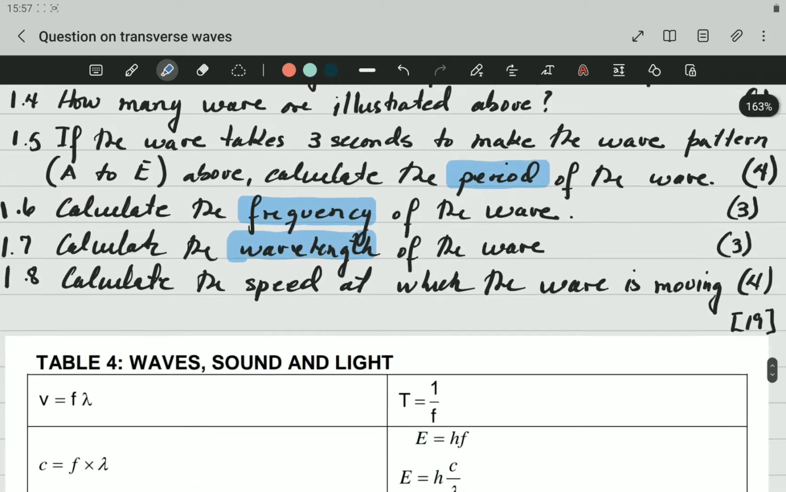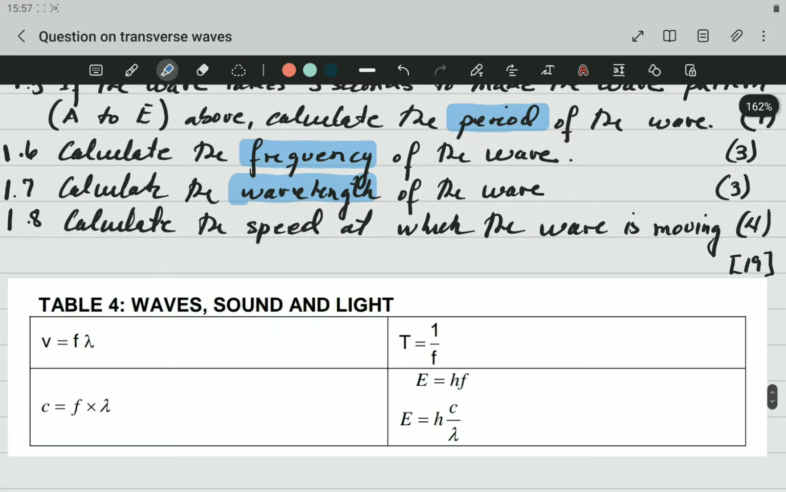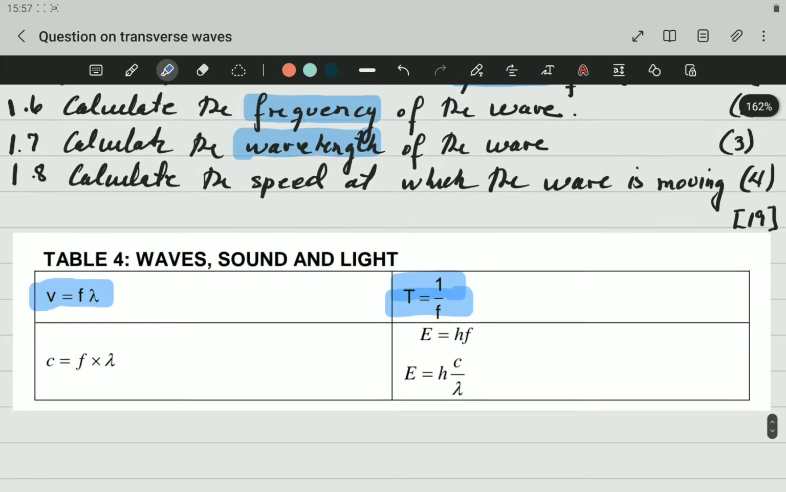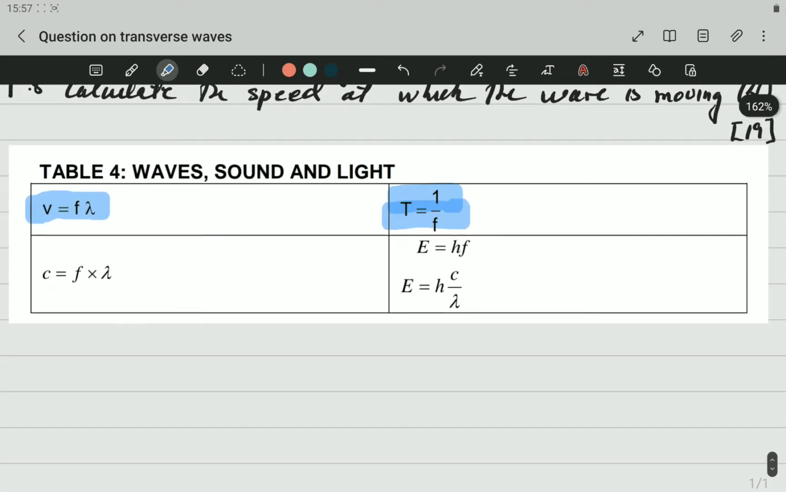And calculate the speed at which the wave is moving. We're going to be using table 4, which is going to be given in the exams. There are formulas they are going to give you in the exam. They're not going to give you more. In this topic, the relevant formulas are only this one and this one here. The other tools at the bottom here are not going to be used for this specific question, but later when you do electromagnetic radiations. Okay, so we're going to look at these questions, and we're going to start answering them.